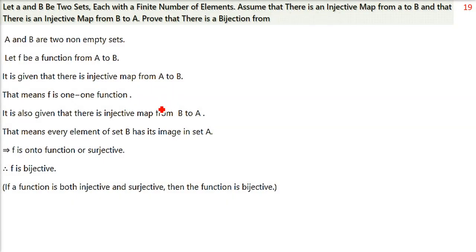Let A and B be two sets, each with a finite number of elements. Assume that there is an injective map from A to B, and that there is an injective map from B to A. Prove that there is a bijection from A to B.